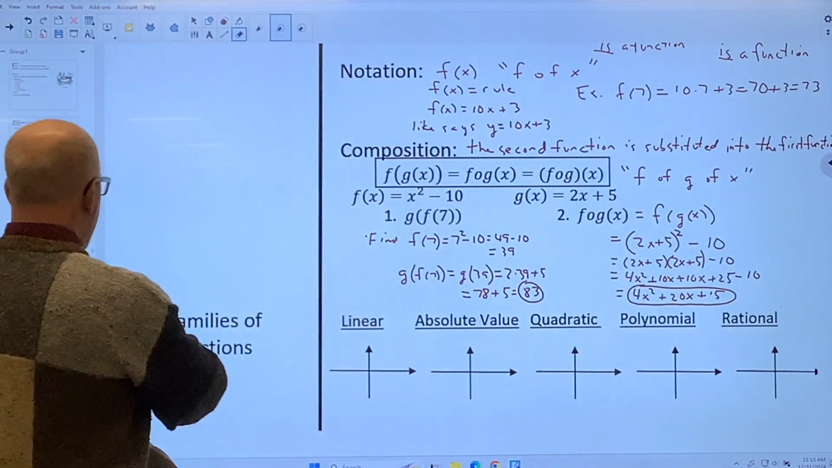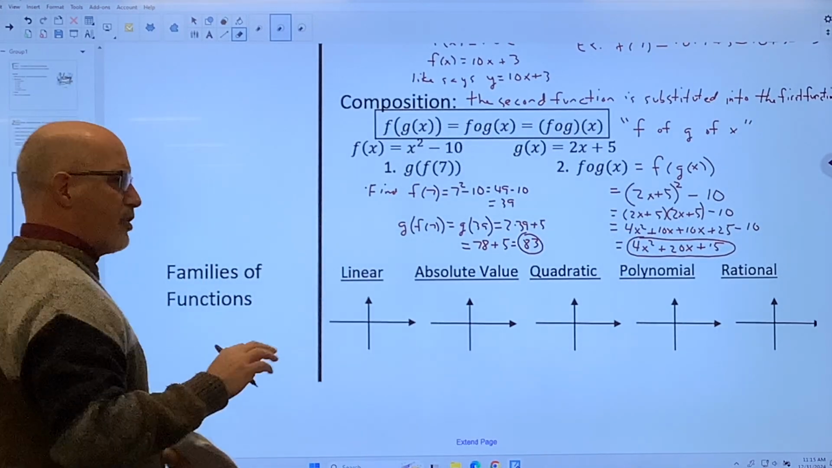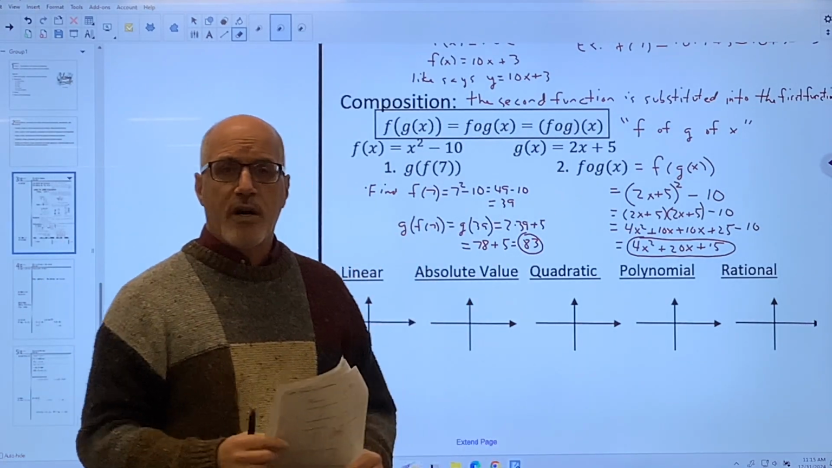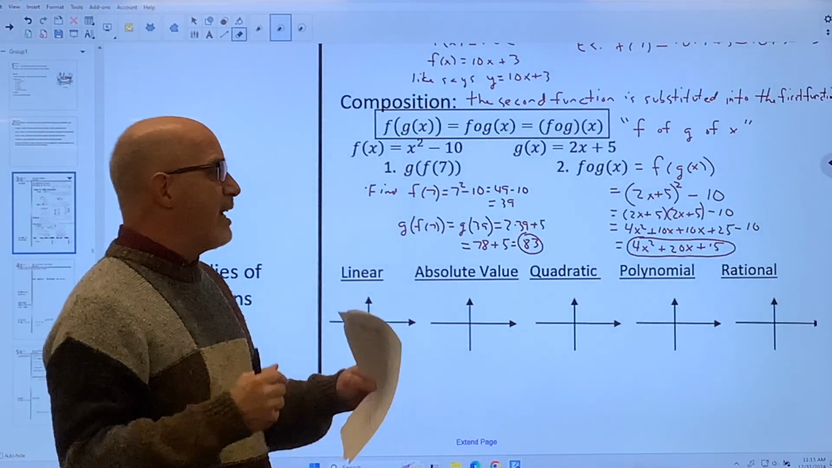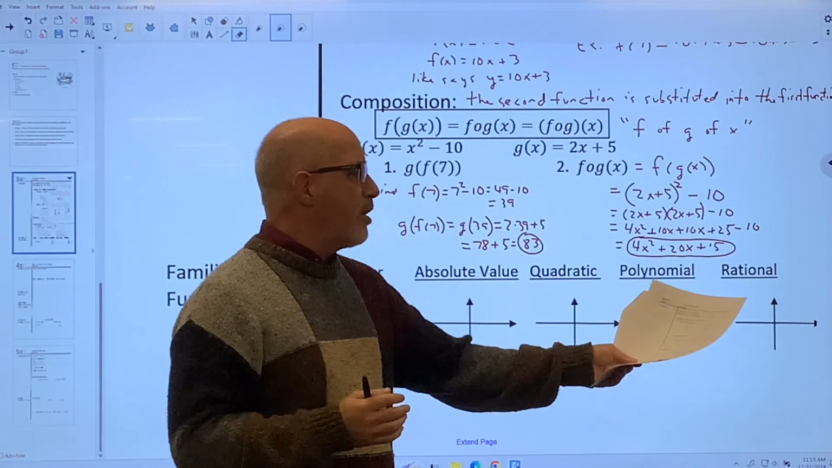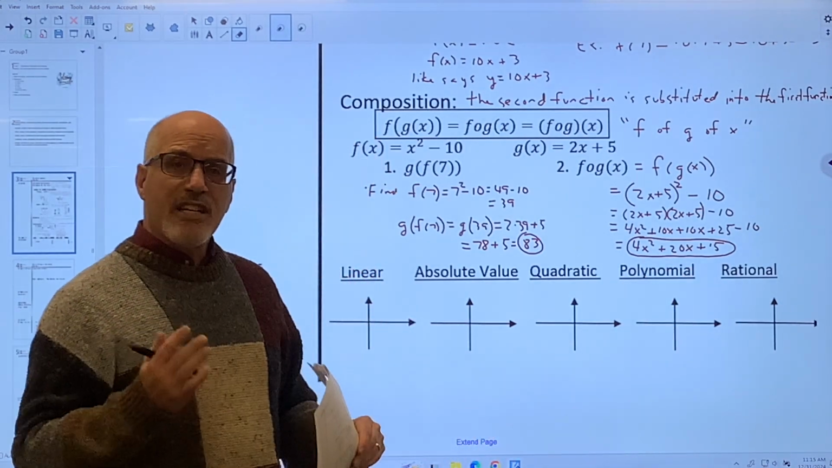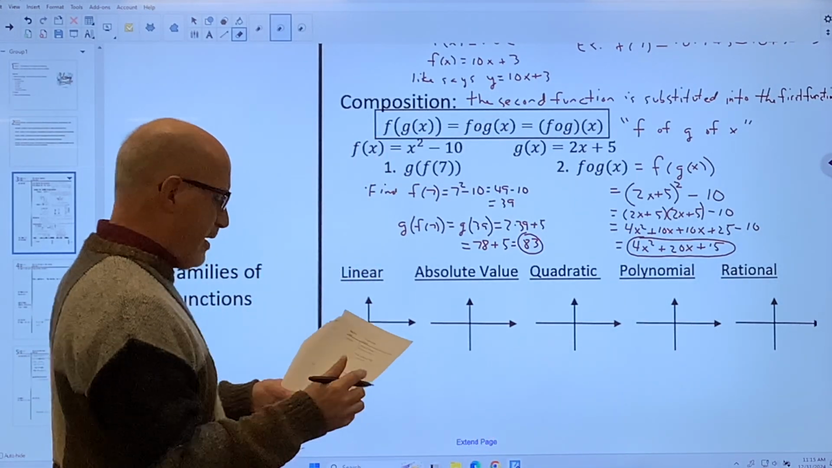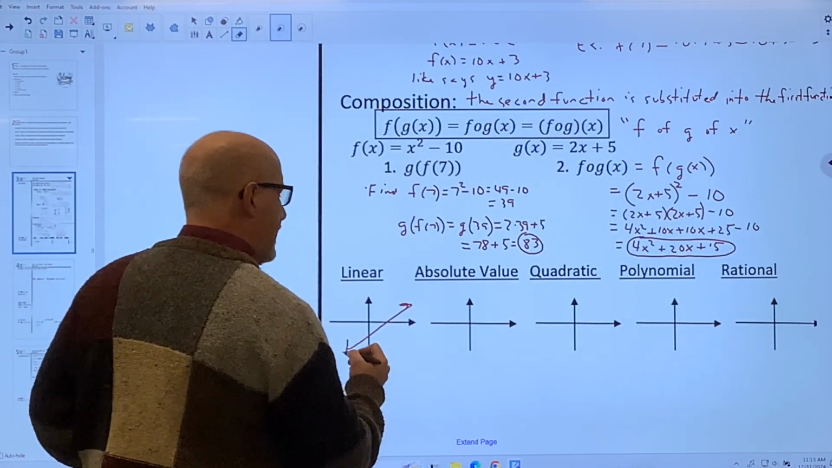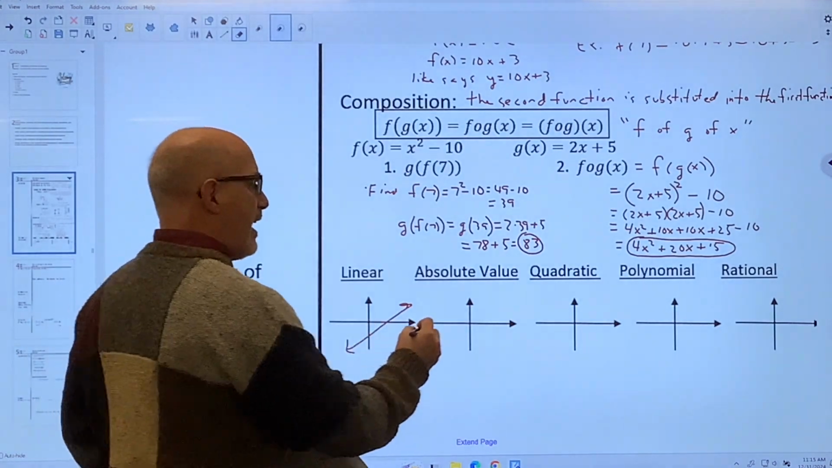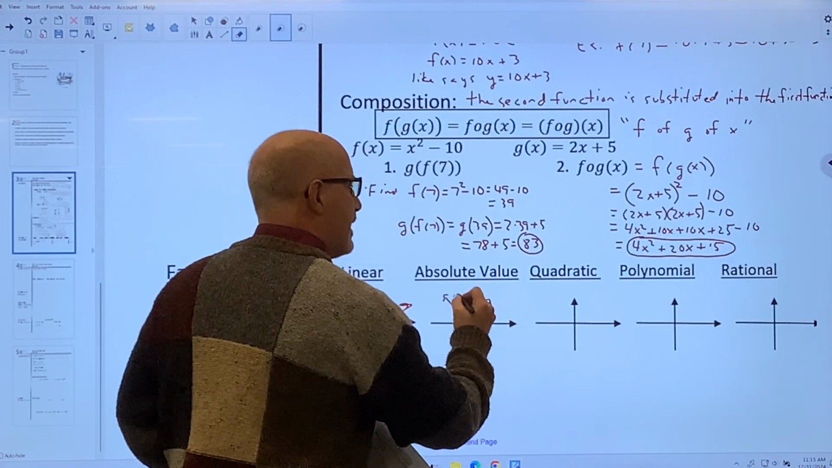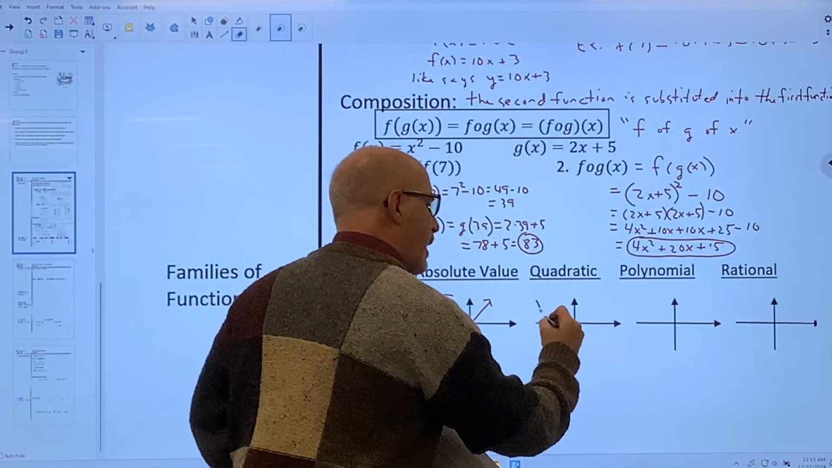All right, now, just a reminder of what these families of functions are. So again, Algebra 2 is a lot about functions. We're going to build more functions into our course as we go on. The ones that we've already done are linear, absolute value, quadratic, polynomial, and rational. The basic graphs of these look like the following. If it's linear, we're going to have a graph looking like this, just a line. Okay, if it's absolute value, we're going to have it look like a V. If it's quadratic, it will look like a parabola somewhere.